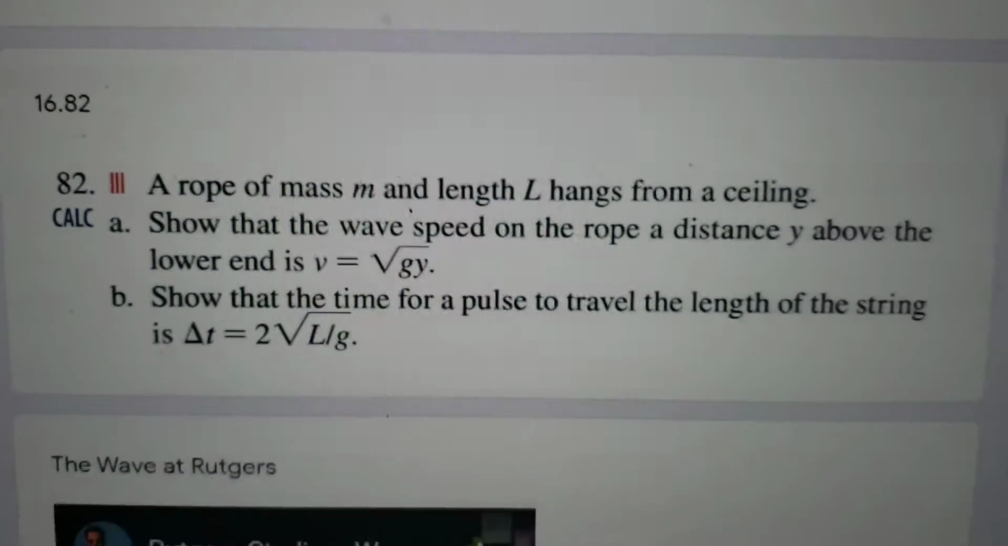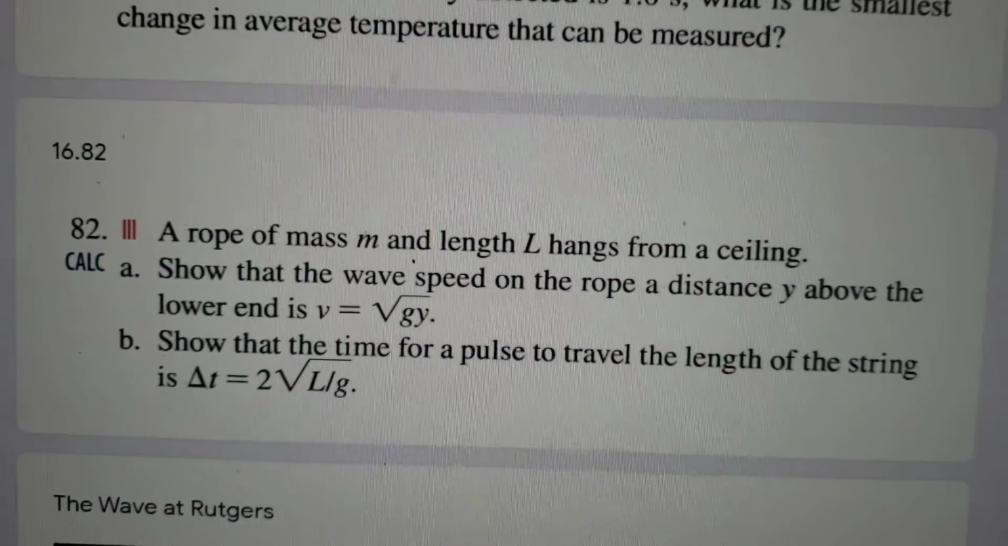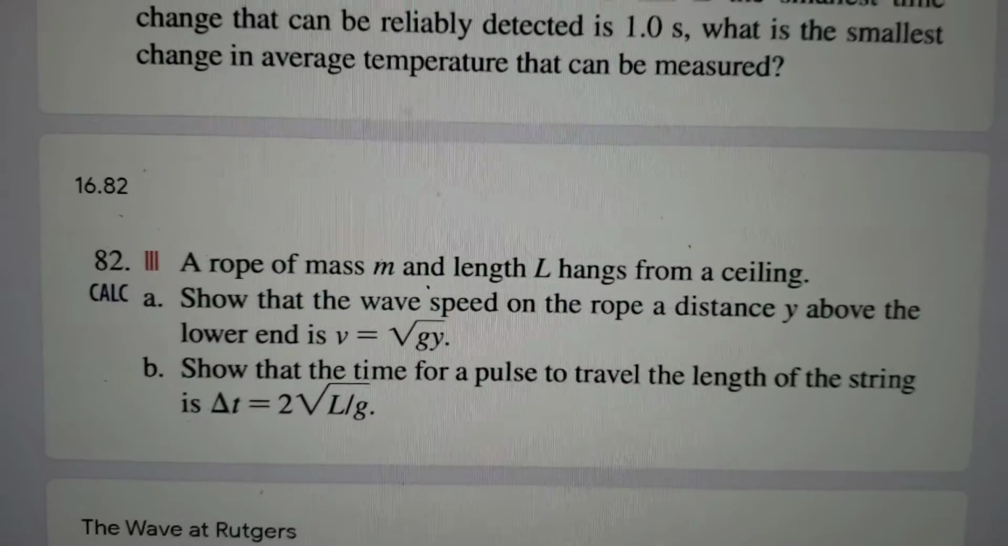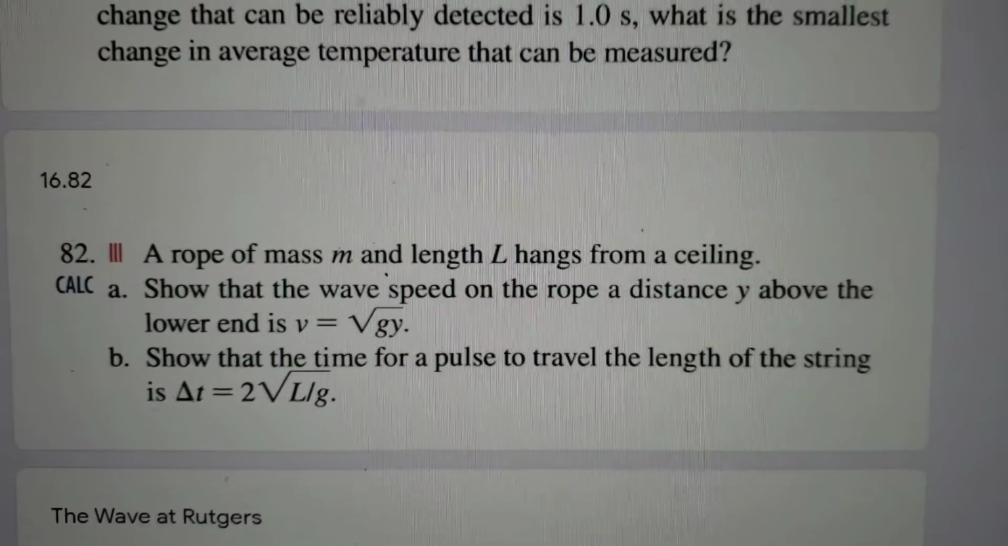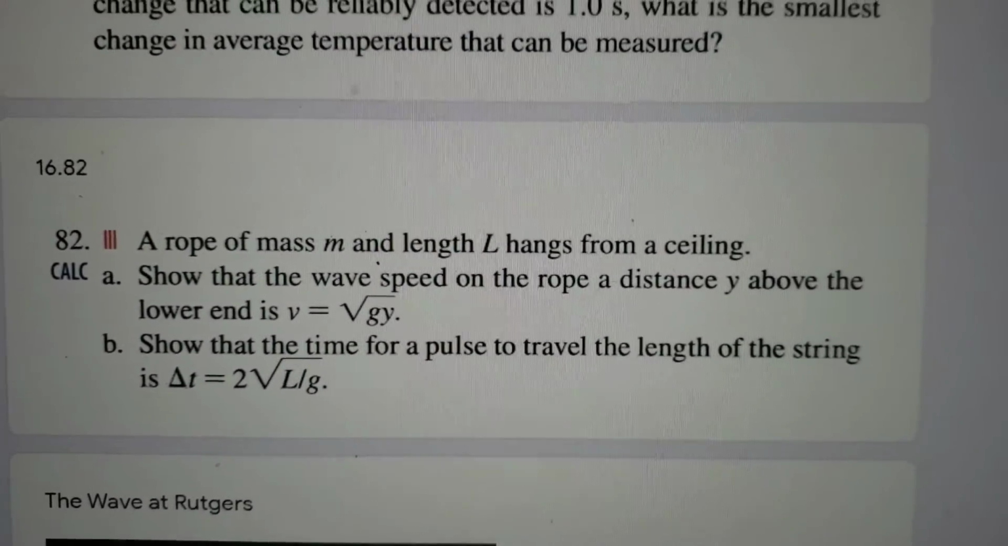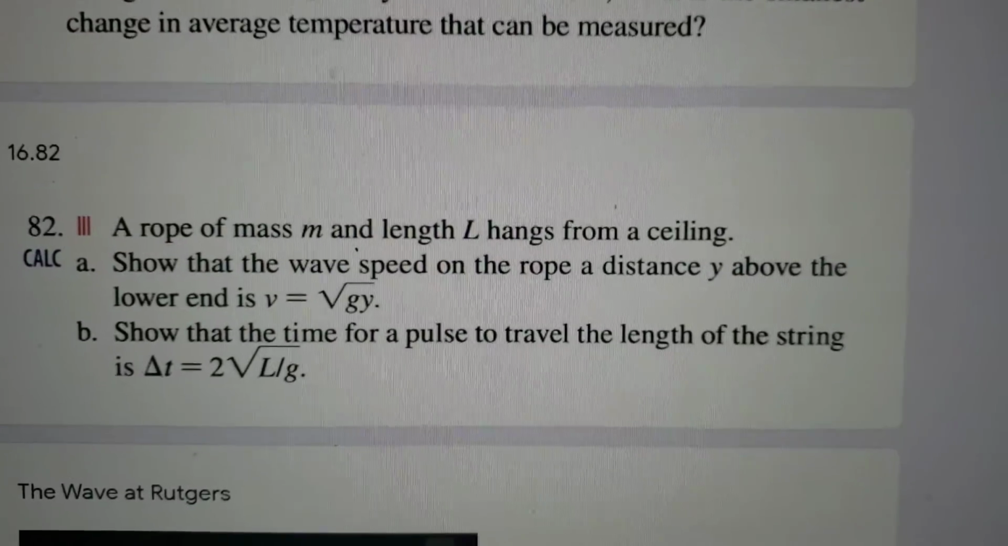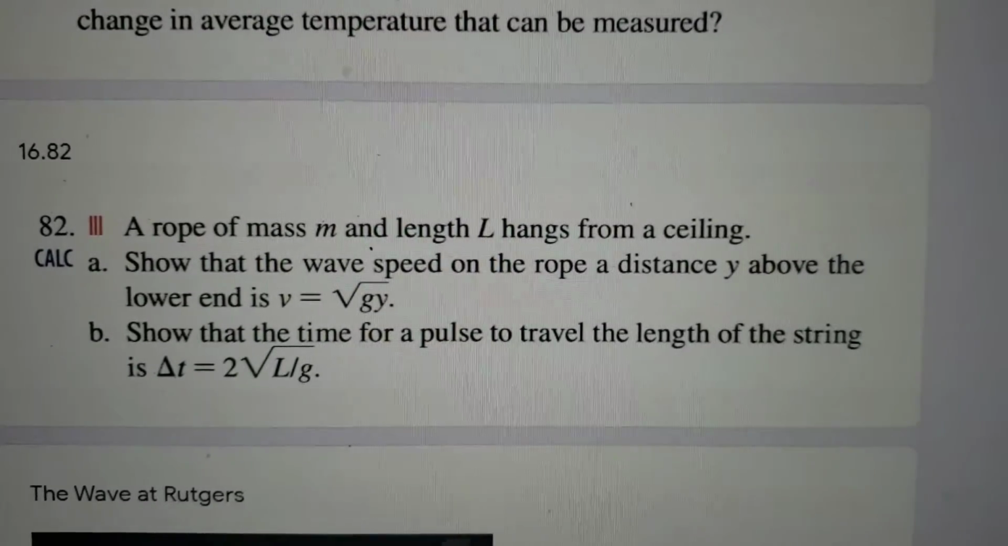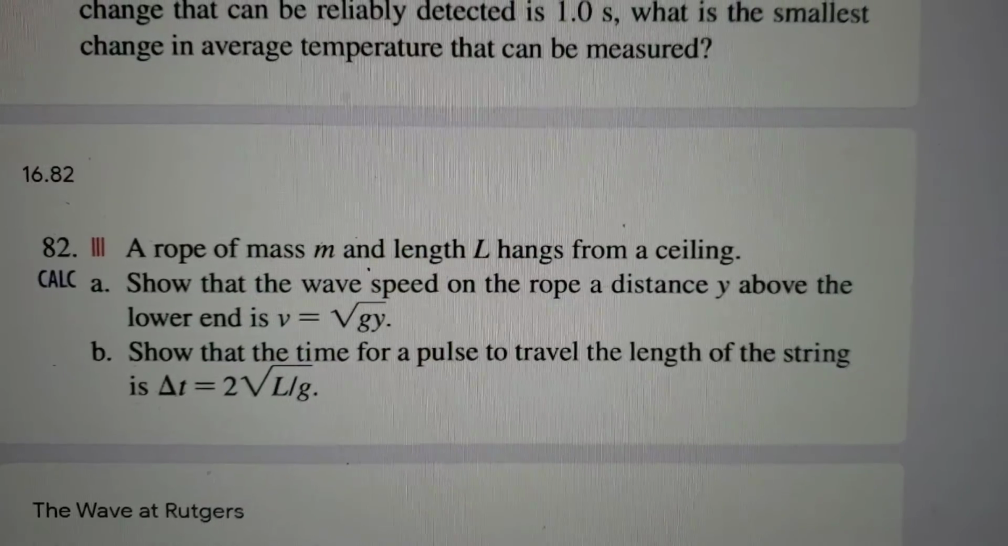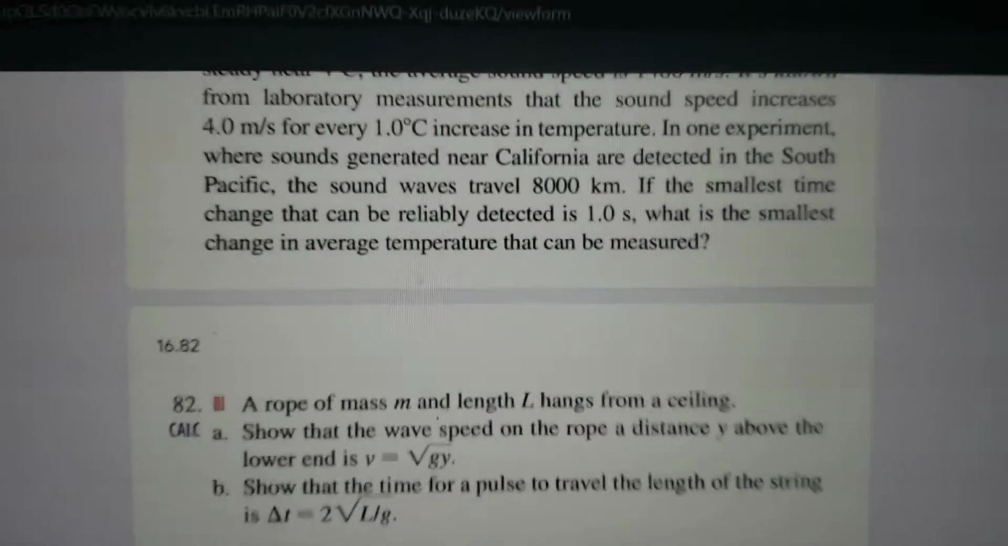Alright guys, so this is 16.82 and it's two parts. The first part says, a rope of mass m and length L hangs from a ceiling. Show that the wave speed on the rope a distance y above the lower end is v equals the square root of g times y.